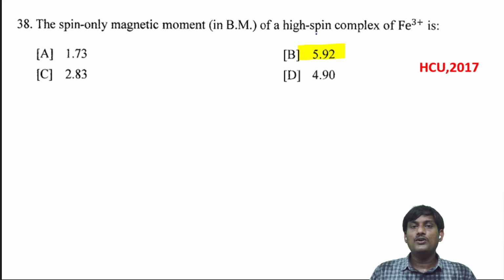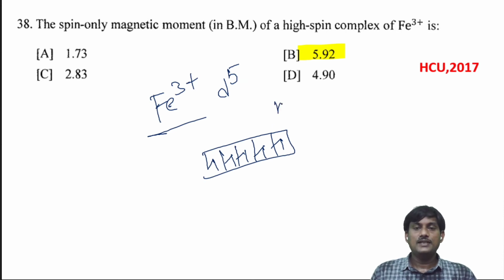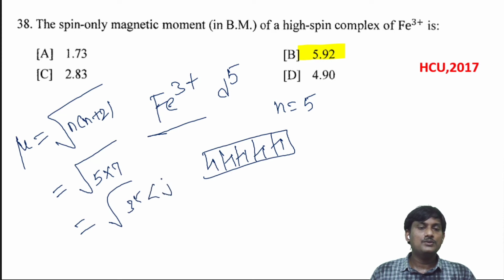Spin-only magnetic moment of a high spin complex of Fe3+, high spin we have to take. The electronic configuration of Fe3+ is d5. So in high spin, how many unpaired electrons will be there? 1, 2, 3, 4, 5. It's a high spin complex, so you have 5 unpaired electrons, n is equal to 5. Then what is the spin-only magnetic moment? Mu is equal to root of n into n plus 2 Bohr magneton. It will be 5 into 7, root 35, slightly less than root 36, slightly less than 6. So the answer will be 5.92.